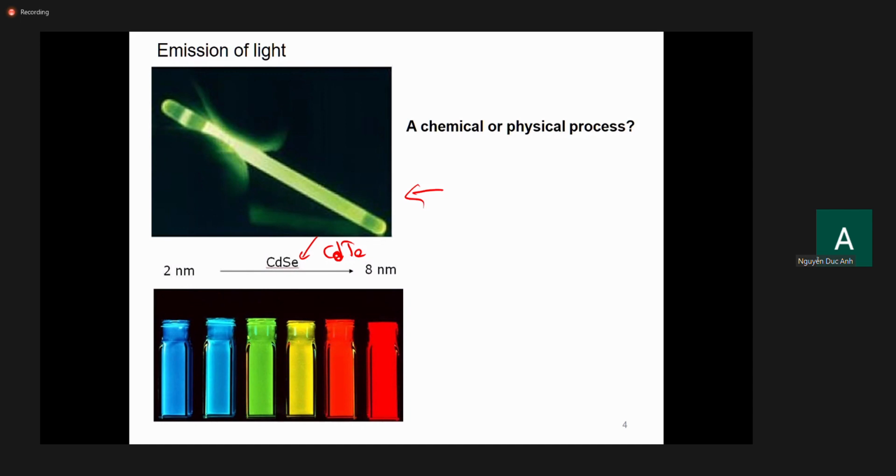Okay, as you see, from 2 nanometer to 8 nanometer, the color of the luminescence for cadmium selenide totally changes from blue to red.